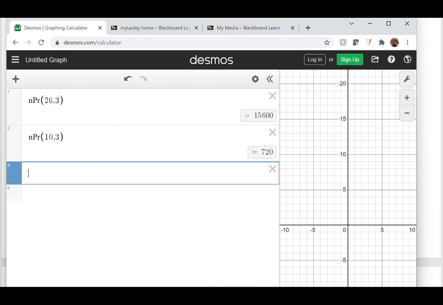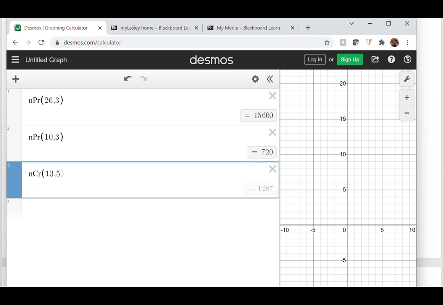So let's see, lowercase n, capital C, lowercase r. We're telling Desmos we want to use the combination formula, in parentheses 13 for the n, 5 for the r, and you see, boom, there's our 1287. So doing the combination by hand isn't necessary because we have ways to do that quickly and efficiently.